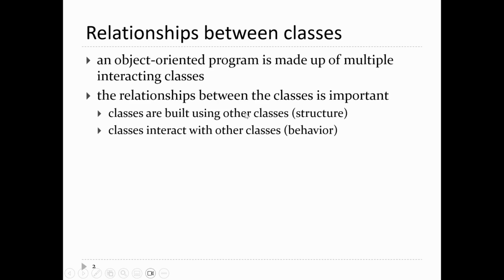An object-oriented program is made up of multiple interacting classes, and the relationship between classes is important. You can have a class that has fields of reference type, which means your classes are built using other classes. So the structure of your class relies on other classes. Now there's a relationship between your class and its fields, and the classes of its fields. Similarly, classes will interact with other classes. Objects interact with other objects, and that's the behavior of your program.